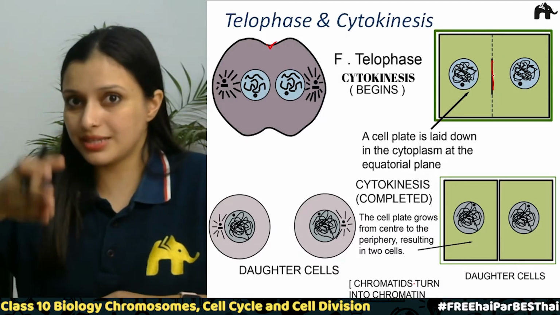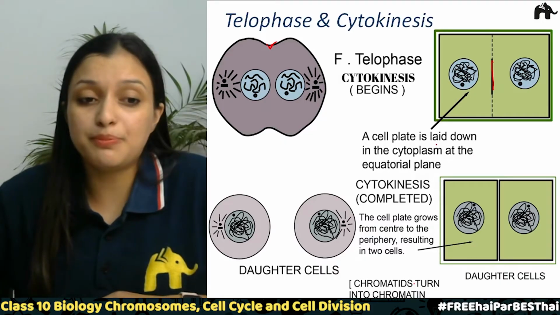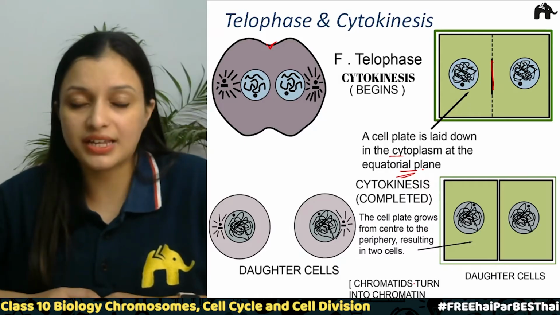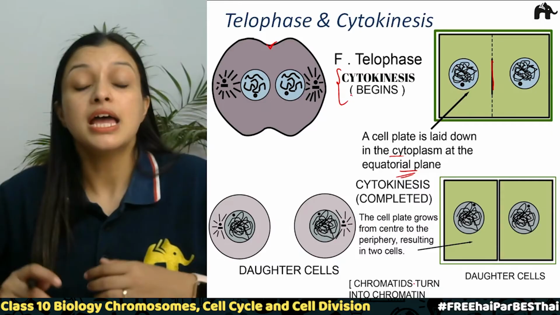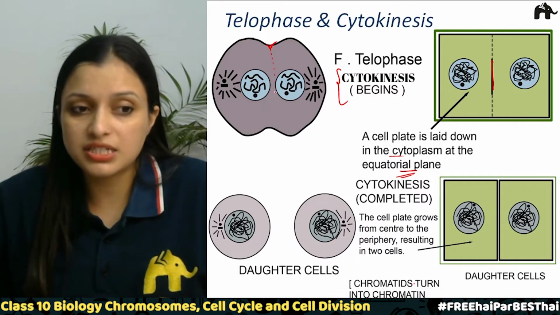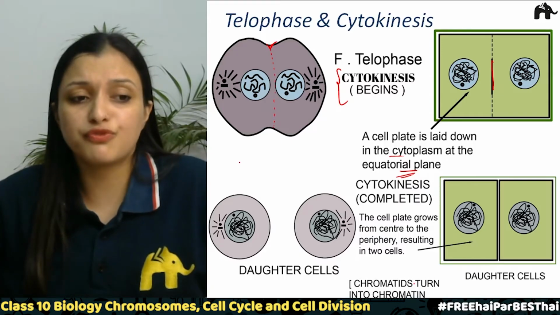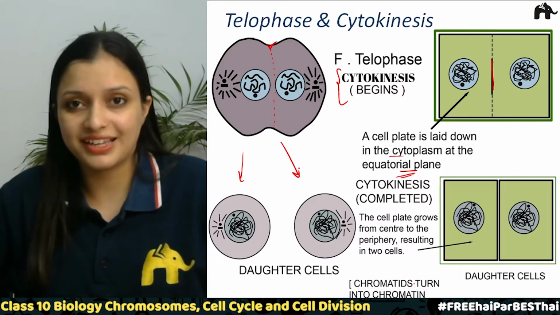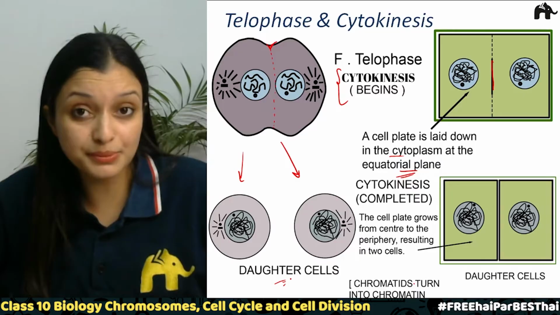So again, what is the equator? The center of the cell. Correct? So the cell plate is laid in the cytoplasm at the equatorial plane. So this starts the beginning of cytokinesis. Now, as the cleavage starts, it progresses basically. So further the cell gets divided into the two parts. Correct? Simple. So we get the two daughter cells in case of animal cells.